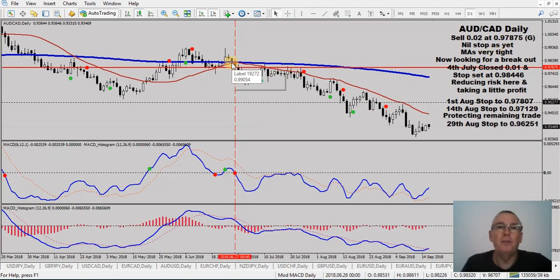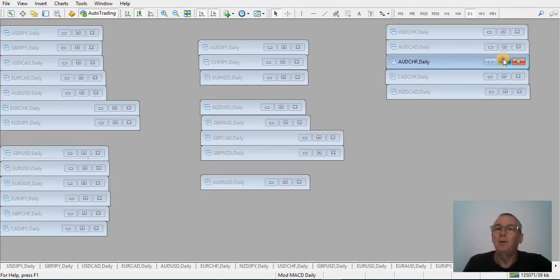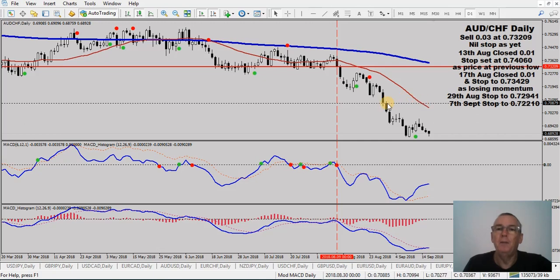AUSCAD in a sell back here, again I moved my stop down just above this recent fractal, 0.95277. Aus Swiss, same deal, I just moved my stop down to 0.70879 in a sell, and it's just above the 25 SMA. Could bring it down here, but then it's below the 25 SMA. I just want to keep it at this level there.